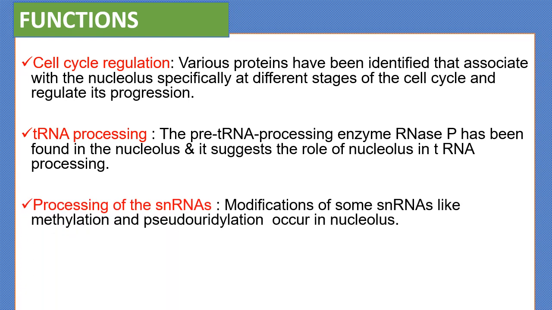Again, the nucleolus also helps in the processing of small nuclear RNAs. There is also evidence for nucleolar involvement in the biosynthesis of small nuclear RNAs that participate in the mRNA splicing process. Again, modification of some small nuclear RNAs, like methylation and pseudouridylation, occurs in the nucleolus, and it suggests the involvement of the nucleolus in the processing of small nuclear RNAs.